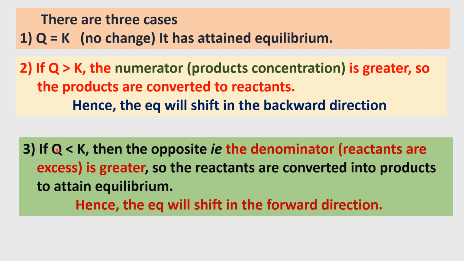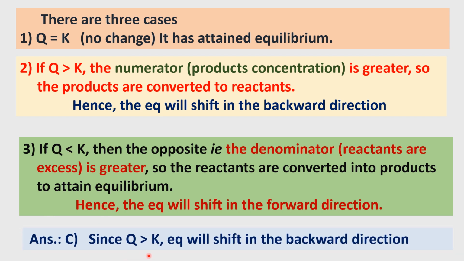In another case, Q less than K, then it is opposite. That is, the denominator is greater. So, what is in the denominator in the quotient? Reactants, A square. So, reactants are in excess. So, the reactants are converted into products to attain the equilibrium. Hence, the equilibrium will shift in the forward direction if Q less than K.